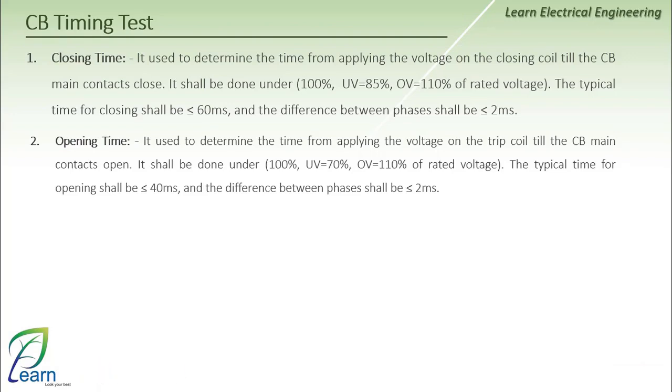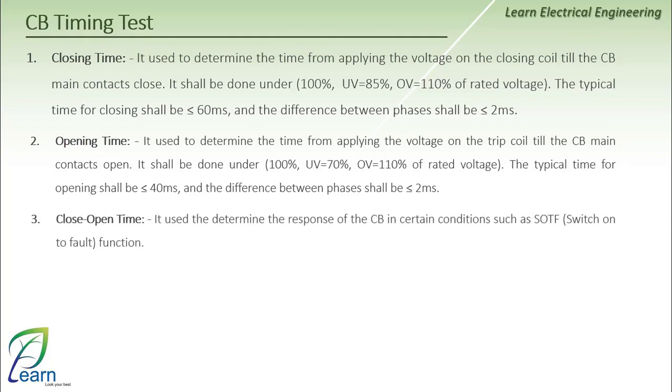Here I want to see the behavior of the circuit breaker if I give it an open command and I have under and over voltage in the control voltage that I'm applying to the trip coil of the circuit breaker. The typical opening time will be less than or equal to 40 milliseconds. And this is the case in most medium and even high voltage circuit breakers. And you have a pole discrepancy in the opening process, which is also less than or equal to 2 or 4 milliseconds.